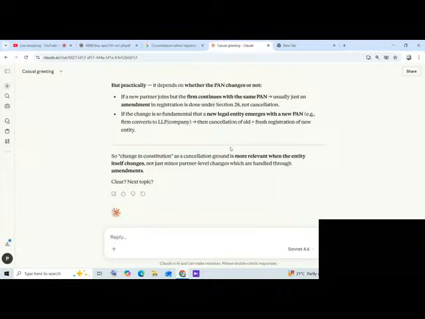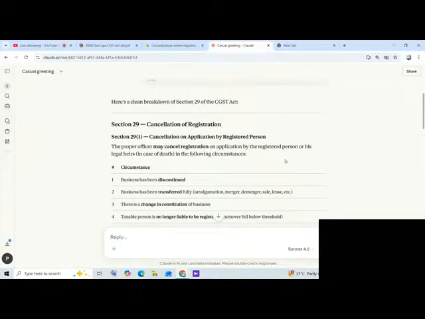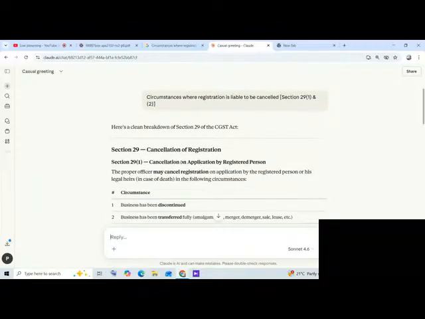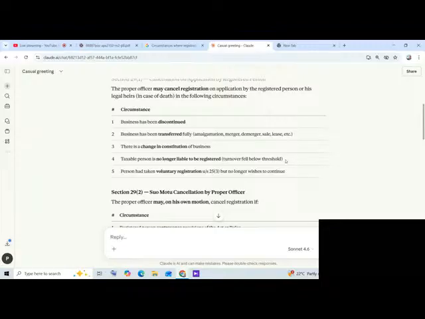So a sole proprietorship gets converted into a partnership firm, a partnership firm gets converted into an LLP. These are grounds where someone can apply for cancellation of registration. So section 29(1) talks about cancellation on application by the registered person or their legal heirs in case of death. The circumstances are: business has been discontinued, business has been transferred fully, there is a change in constitution of business, taxable person is no longer liable to be registered because turnover fell below the threshold, and person had taken voluntary registration but no longer wishes to continue.